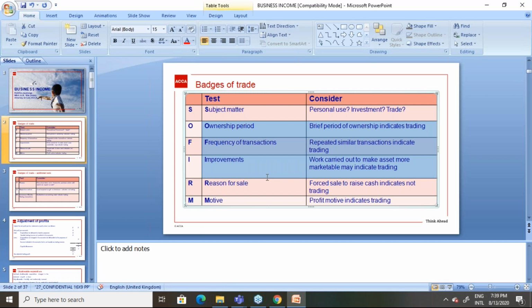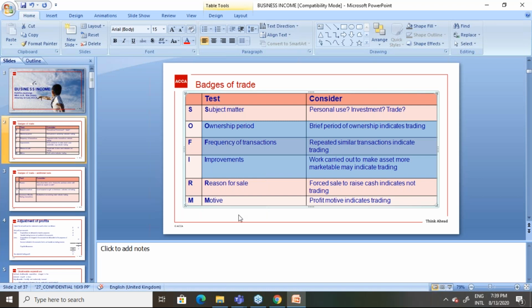Now, remember, one test is not conclusive. You need to use all these factors, all these tests collectively, and then come to a conclusion whether it should be treated as trading income or a chargeable gain for the purpose of CGT. Any one test that you have been given here is not conclusive. So you have to look at the totality, and based on that, you have to arrive at a logical conclusion. So these are the tests that we are using.